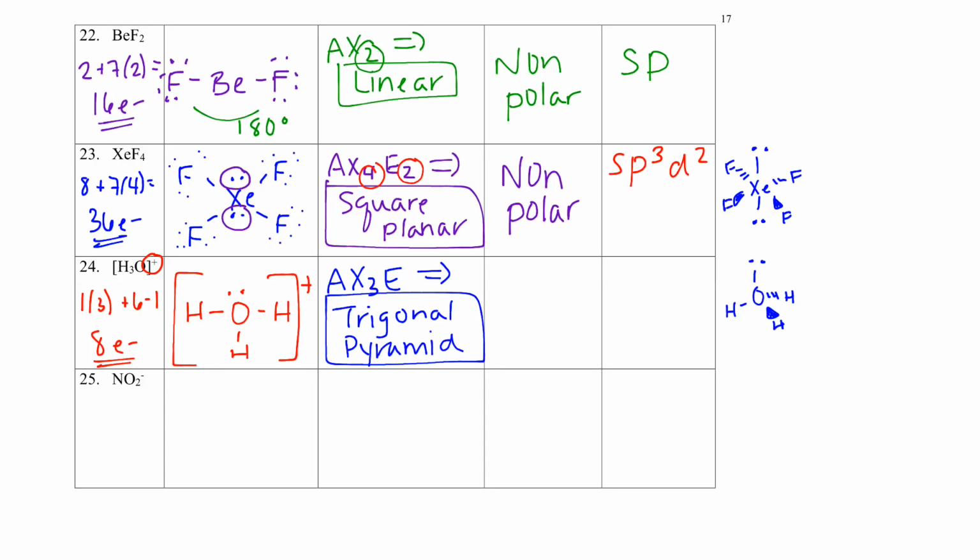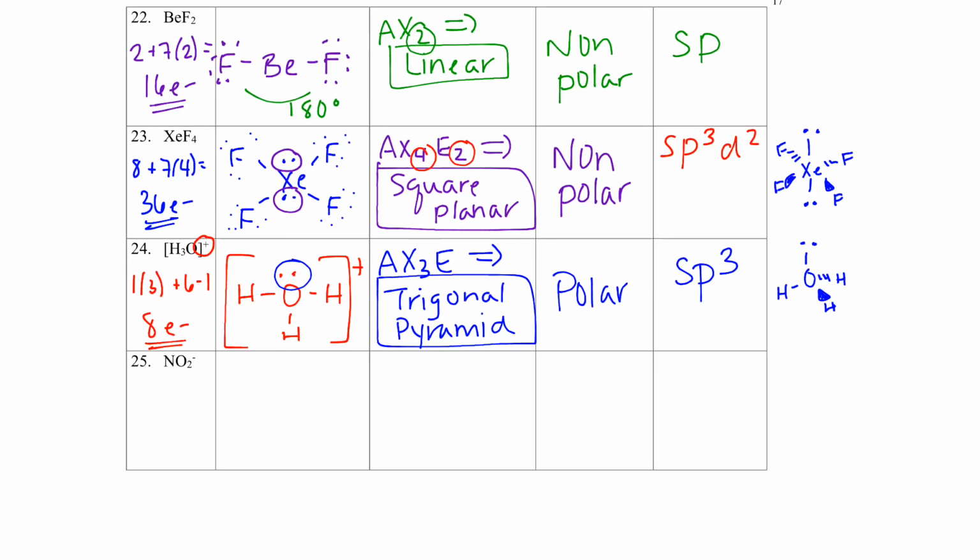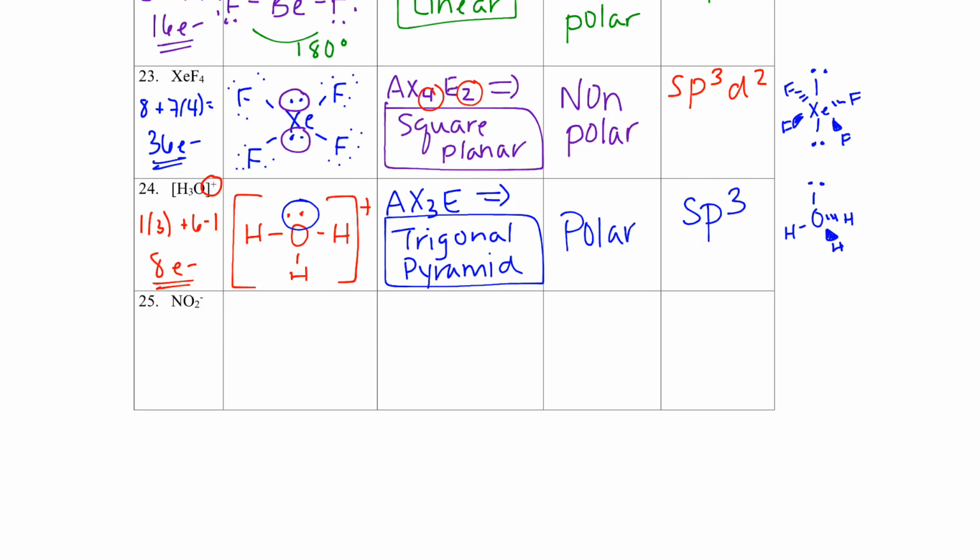As far as polarity goes, this particular molecule is polar because of this lone pair of electrons on the oxygen not being balanced by anything else. There are 4 total attachments, so our hybridization would be sp3, just like the tetrahedral earlier. Okay? And then our last one.